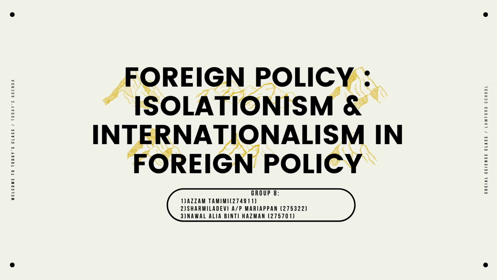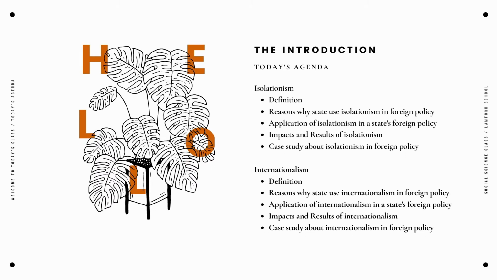So today we will talk about isolationism and internationalism in foreign policy. We will be covering the definition of isolationism, and the second one is the reasons why states use isolationism in foreign policy. The third one is the application of isolationism in states' foreign policy. The fourth one is the impacts and results of isolationism, and a case study about isolationism in foreign policy.